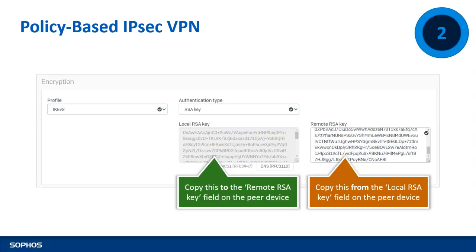In the encryption section, here select the VPN profile, either one of the three profiles or one you create yourself. Select the authentication type, which can be a pre-shared key, RSA, or digital certificate. These are the three options.